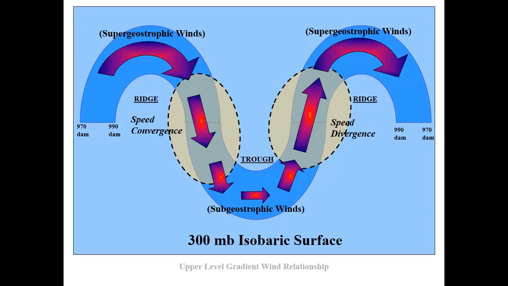So let's take a look at this. This is a really good diagram. We're looking at the jet stream level here. I want you to imagine this whole blue shaded line, the thicker blue shaded line. That represents your jet stream axis, right?